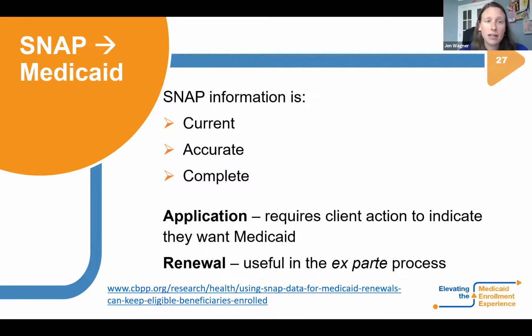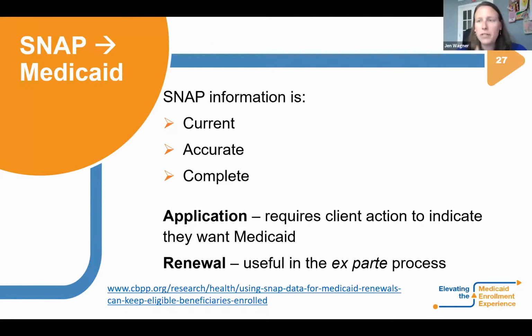SNAP is also critically important at Medicaid renewal, specifically in the ex parte or the automated process. When a state tries to do a renewal using available data sources, if the individual is also enrolled in SNAP, there are various pathways to ensure that that information is leveraged for an ex parte automated renewal, which reduces burden on the client and the agency and ensures that eligible people remain on the program.